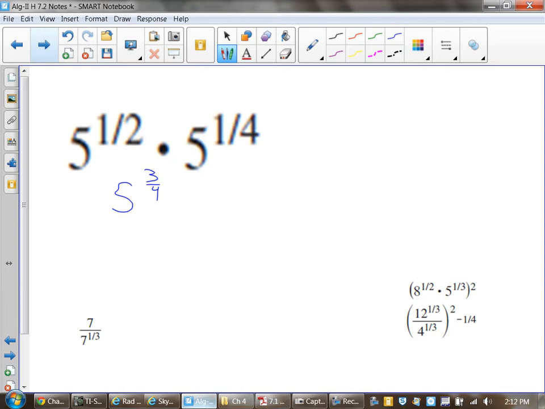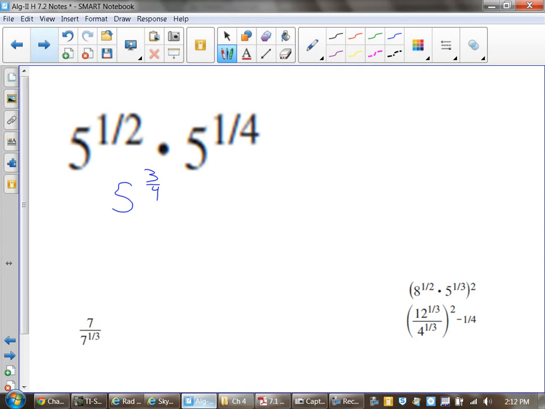Here's the general rule with all of these style problems. If it starts with a rational exponent, you leave it as a rational exponent. If it starts as an nth root, you know, it's got the square root in there, you leave it with the square root in there. I'll show you examples of both styles today.